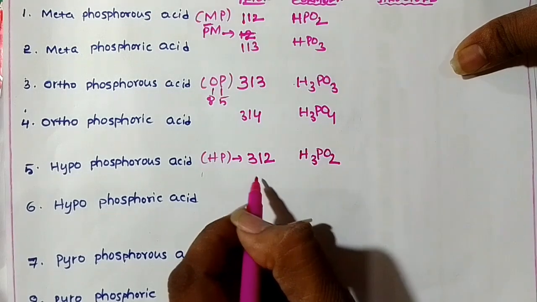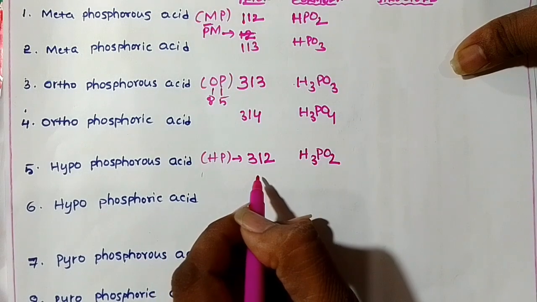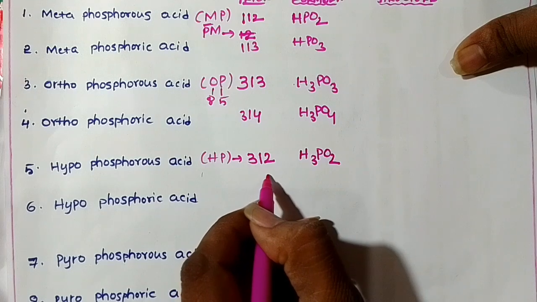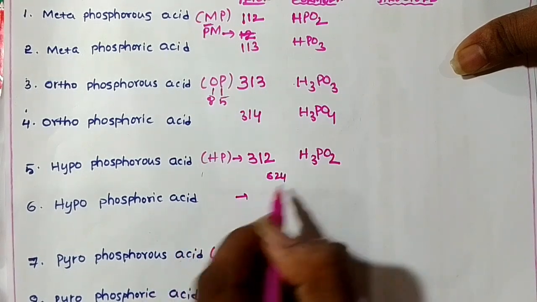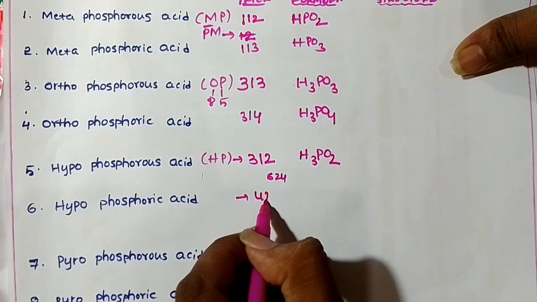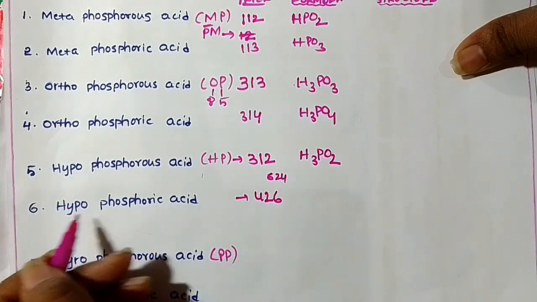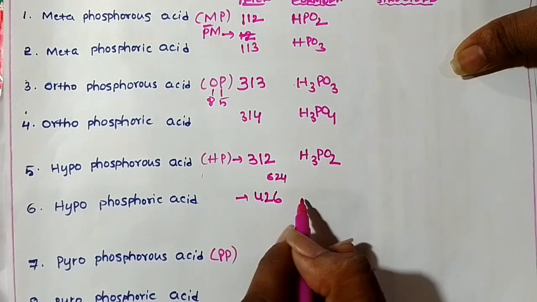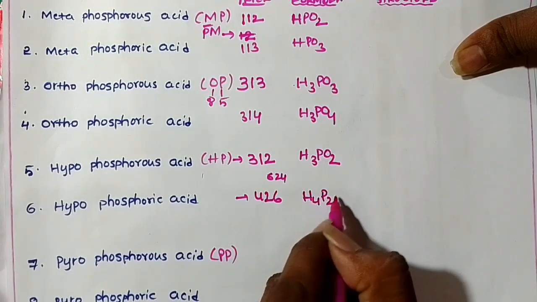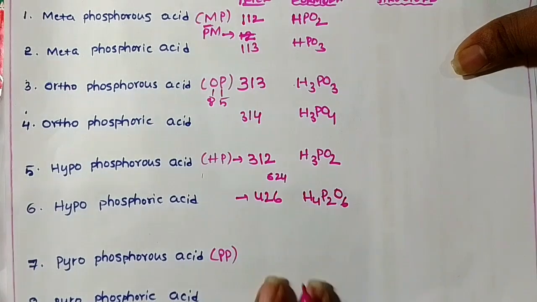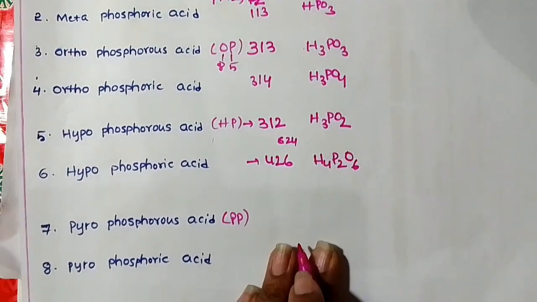Nowadays the cost of the HP gas cylinder becomes double. So double it, 624, and reverse it, 426. So the formula of hypophosphoric acid is H4P2O6.